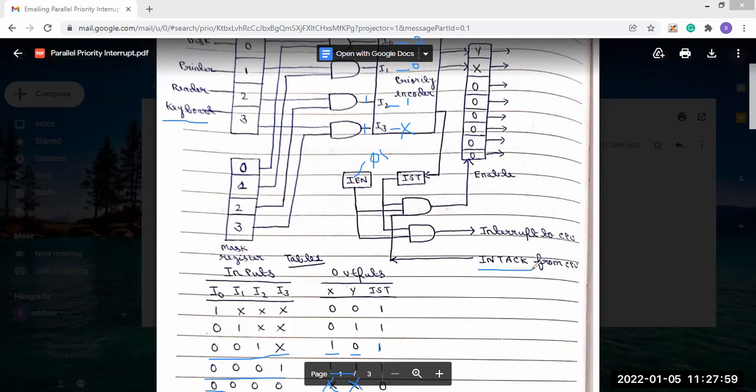Here, if INTACK, that is the interrupt acknowledgement signal from the CPU, goes to one, that means it is enabled. Through this particular address, the interrupt will be handled. That means the CPU will go to that address, and going through that address, the interrupt will be handled. So this is our priority or parallel priority interrupt.